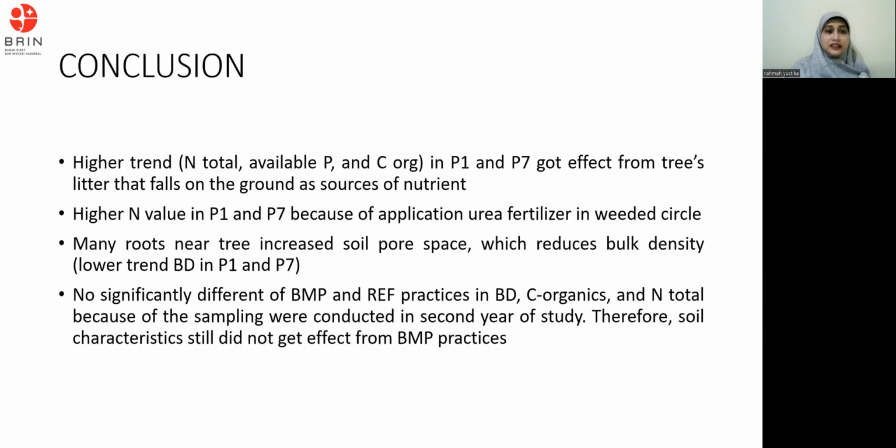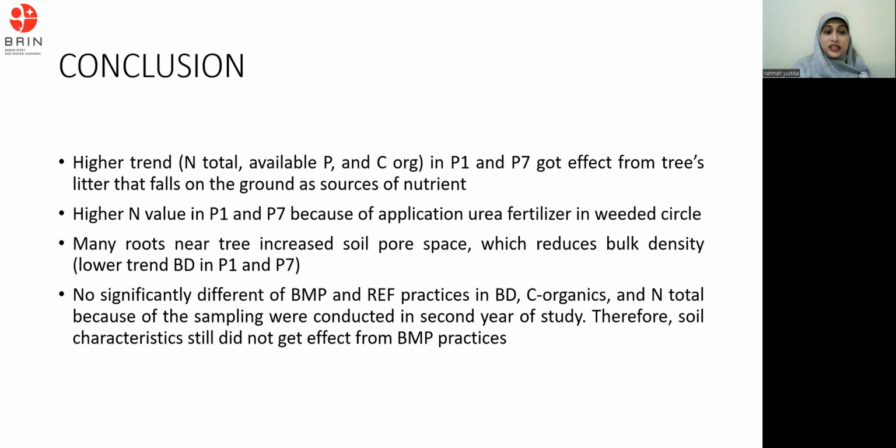Conclusion. The higher trend of total and available phosphorus and C organic at 0.1 and 0.7 was affected by tree litter that falls on the ground as a source of nutrients. The higher N value at 0.1 and 0.7 was because of application of urea fertilizer in the weeded circle. Many roots near the tree increase soil pore space, which reduces bulk density.